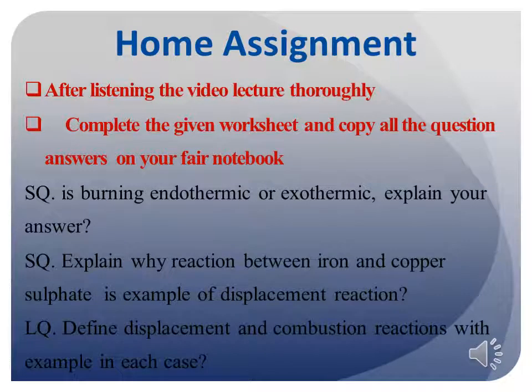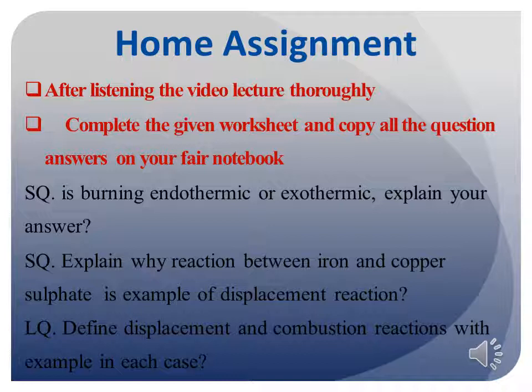Now I am going to give you homework for today, which is a very important part of the lesson. After listening to the video lecture thoroughly, complete the given worksheet and copy all the question answers in your fair notebook. Also write the following questions in your notebooks.